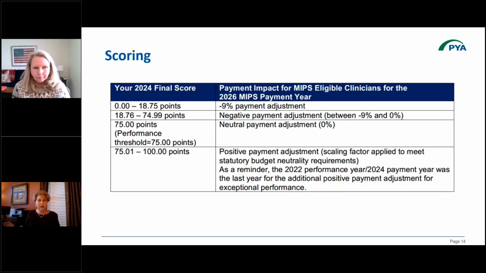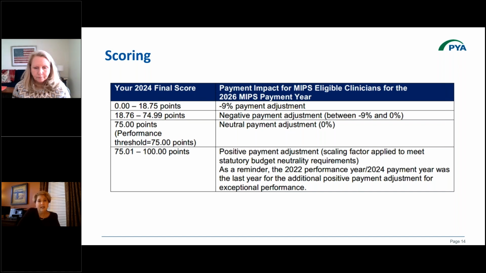So you see here the implications of where those scores will land. We're looking at a -9% payment adjustment for someone that scores between 0 and 18.75. Really, where we see this the most is for individuals that just refuse to report, or decline to report is probably a better way to look at it.